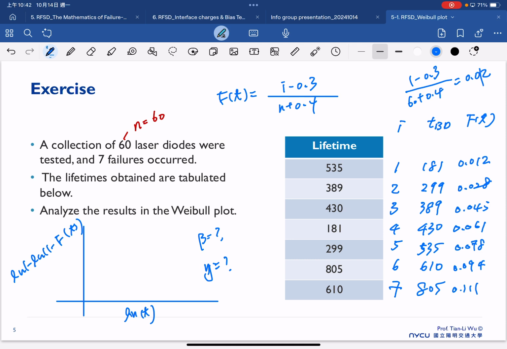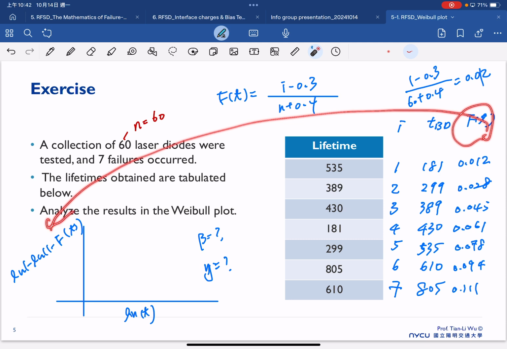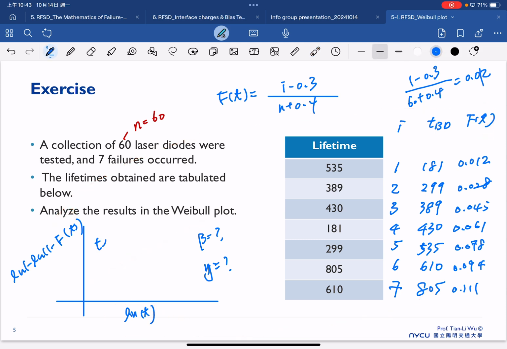So now, if you have all these F(t), you can make this graph, putting your time here. So now you can make the Weibull plot. The answer is in the textbook.